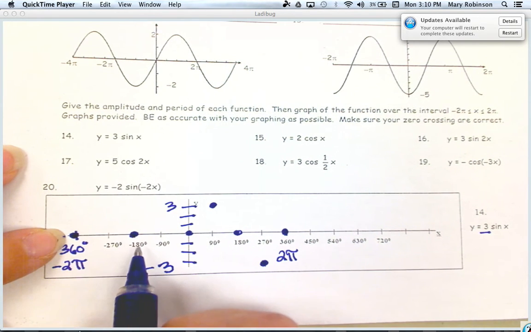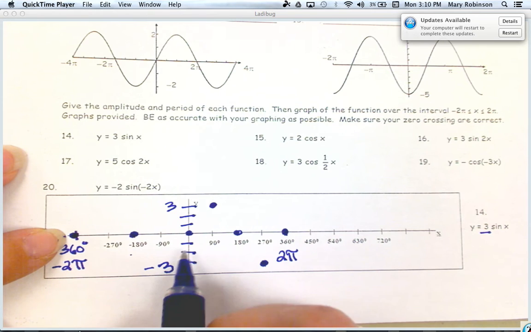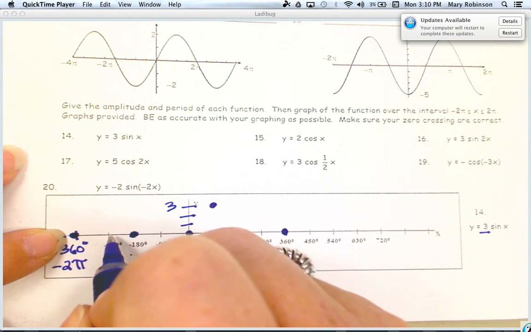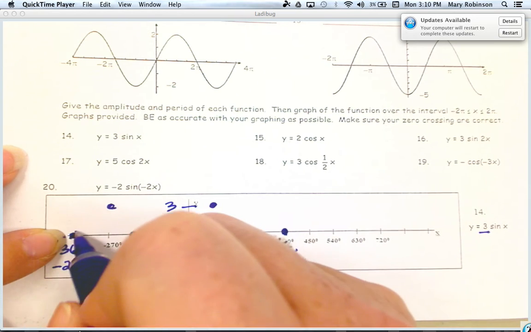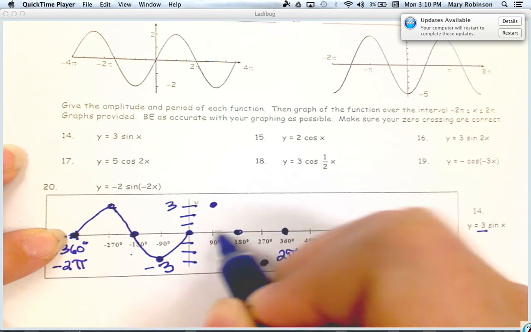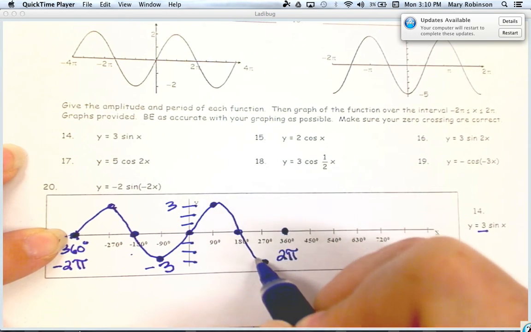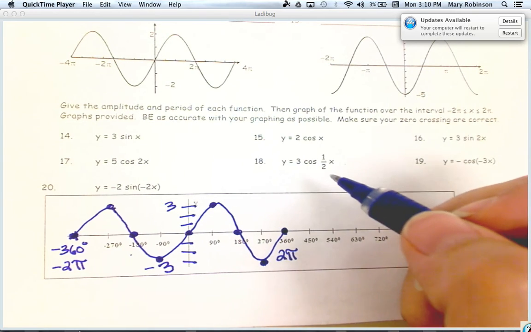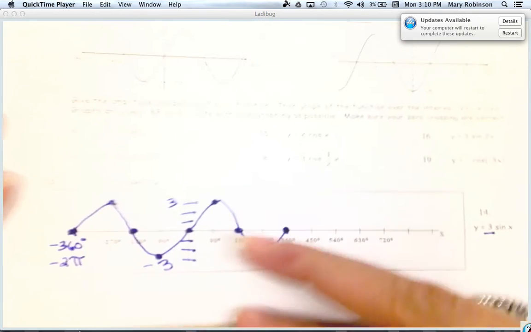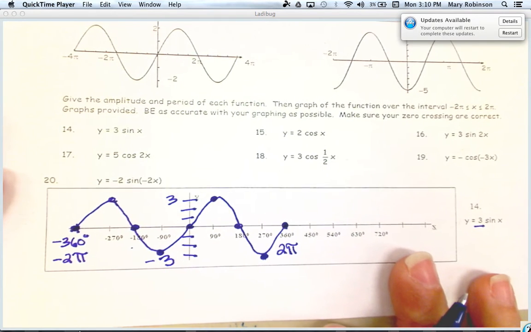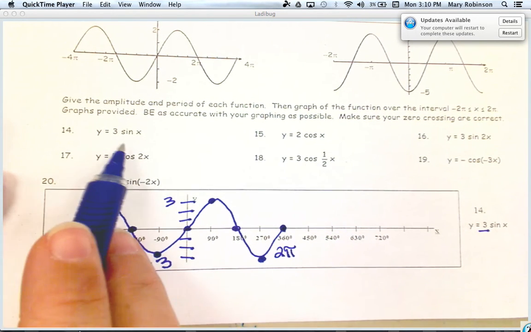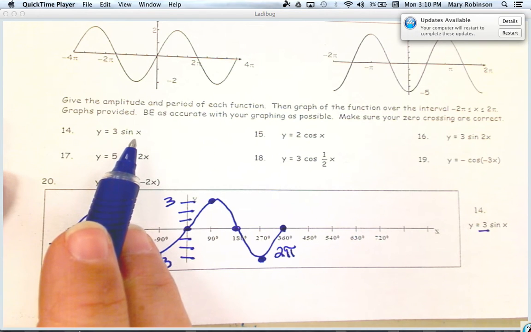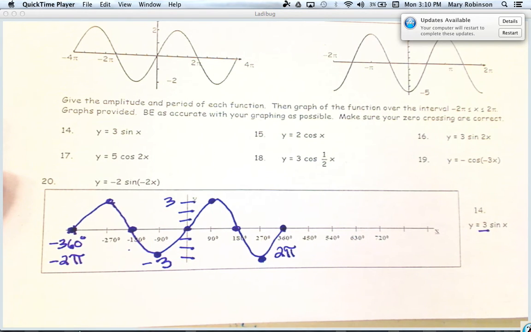And this should be the same thing. Zeros at negative 360 or negative 2 pi, negative pi, and 0, with a max here and a min here. And it should definitely appear symmetric about the origin, meaning we should be able to flip it down and then over. All right, so that would be from negative 2 pi to 2 pi, just by recognizing the amplitude is 3, and because b is 1, our period is still 2 pi.